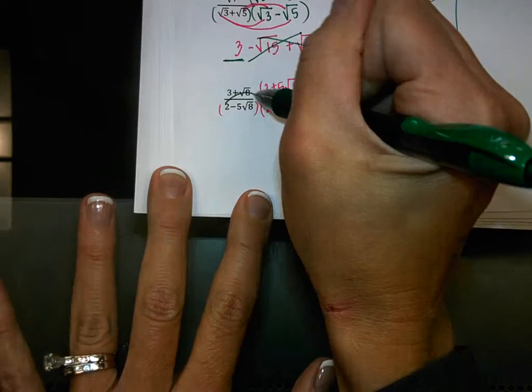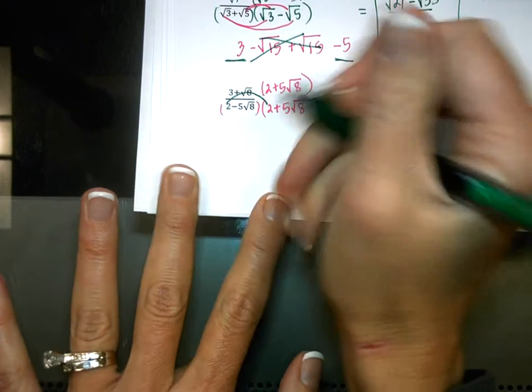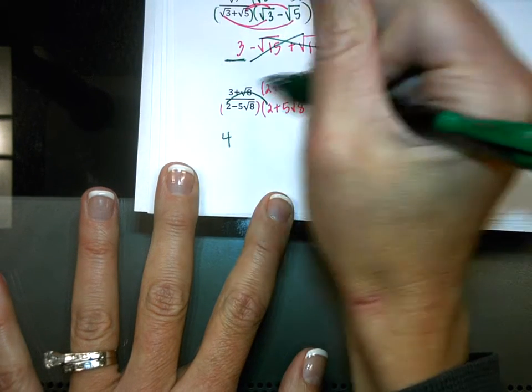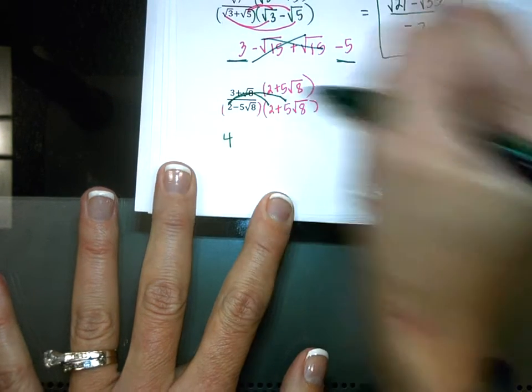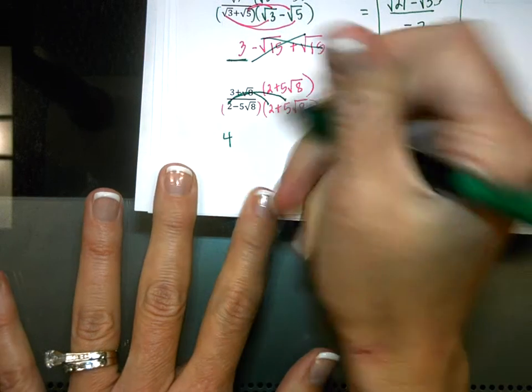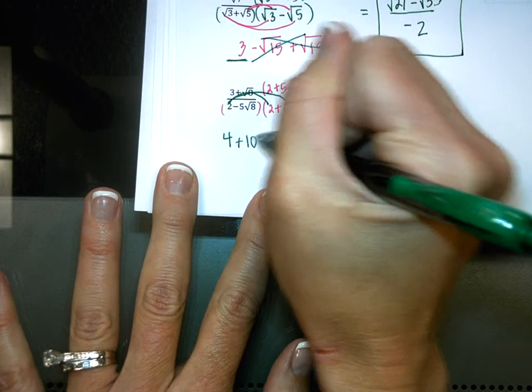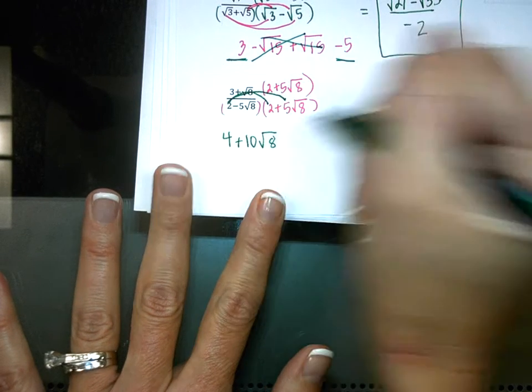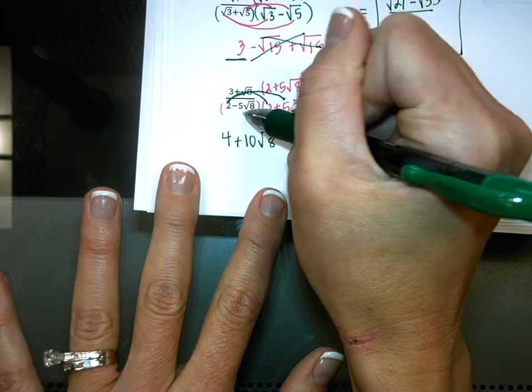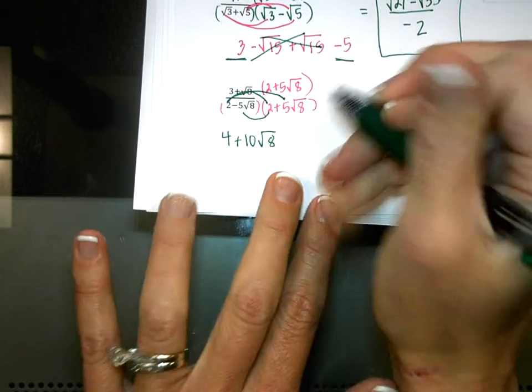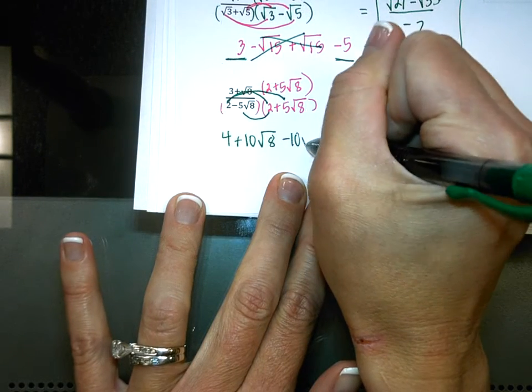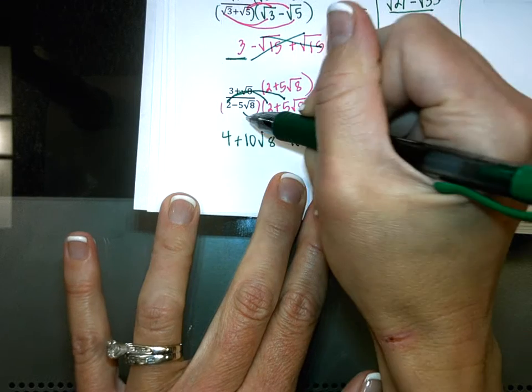2 times 2 is 4. 2 times 5 root 8 will be 10 root 8. Good, positive 10 root 8. Negative 5 root 8 times 2 makes negative 10 root 8. Good. And then this is the one that I might write out.